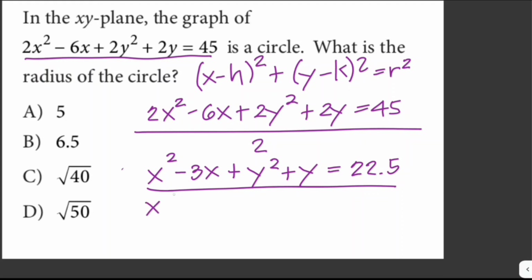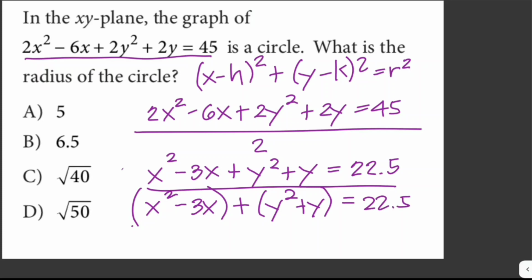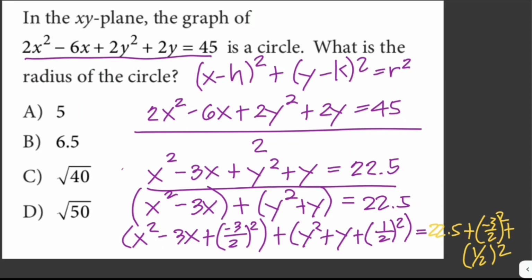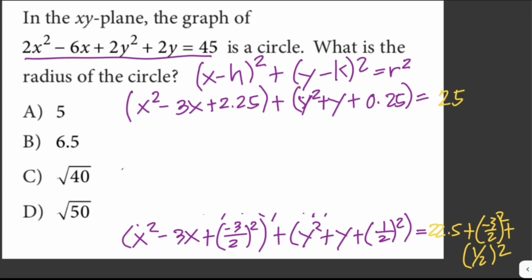Now this is our equation now. We can divide them into two groups, x squared minus 3x plus y squared plus y equals 22.5. And now we can complete the squares. So this is just x squared minus 3x plus negative 3 over 2 squared plus y squared plus y plus 1 over 2 squared equals 22.5. And whatever we add to the left, we also add to the right. So that this is negative 3 over 2 squared plus 1/2 squared. Now let's simplify the whole thing. Now we get x squared minus 3x plus 2.25 plus y squared plus y plus 0.25 equals 25.